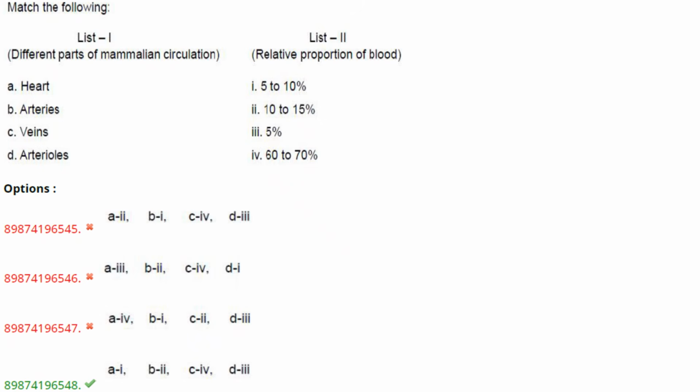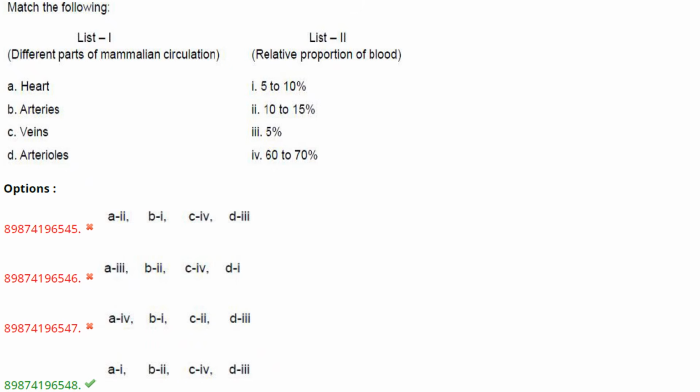Then they have given different parts of mammalian circulation and the relative proportion of the blood. Now my experience answering these MCQs is that if they give you these values, that is relative proportion in different parts, usually they give values like 5 to 10, 10 to 15. But if you don't know the correct answer for such kind of questions, better don't answer it. Because different books have different values. We don't know which examiner has referred which book.